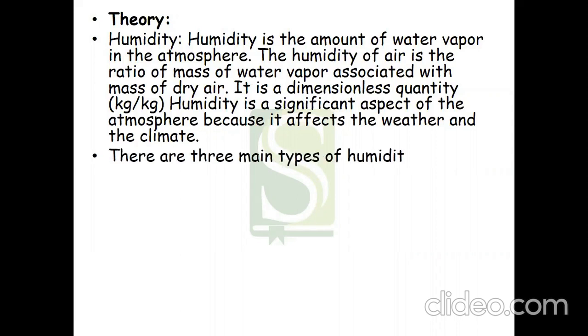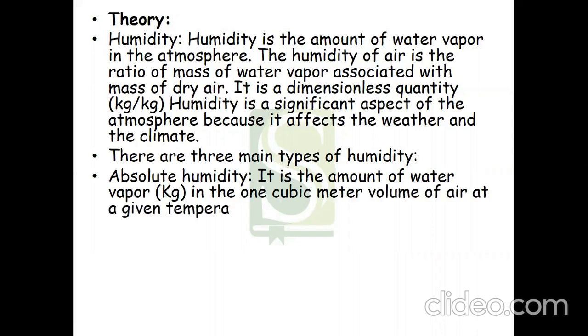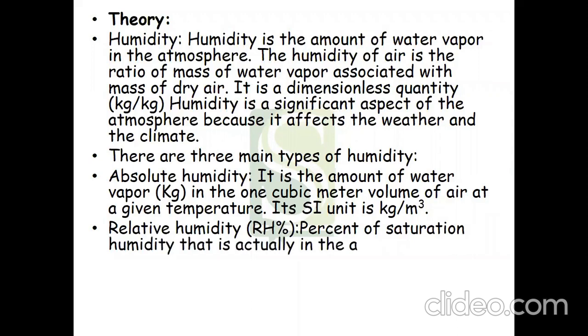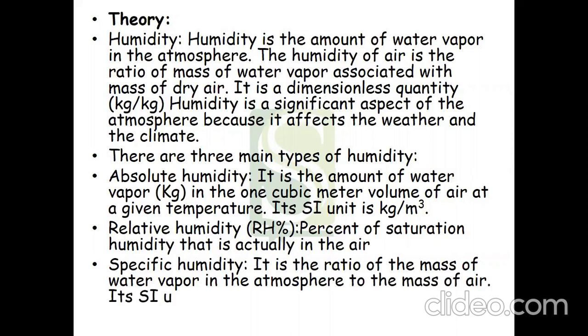There are three main types of humidity. The first one is the absolute humidity. It is the amount of water vapor in the 1 cubic meter volume of air at a given temperature. Its SI unit is kg per meter cube. Second type of humidity is relative humidity. It is the percent of saturation humidity that is actually present in the air. And the last type of humidity is the specific humidity. It is the ratio of mass of water vapor in the atmosphere to the mass of air. Its SI unit is gram per kg.